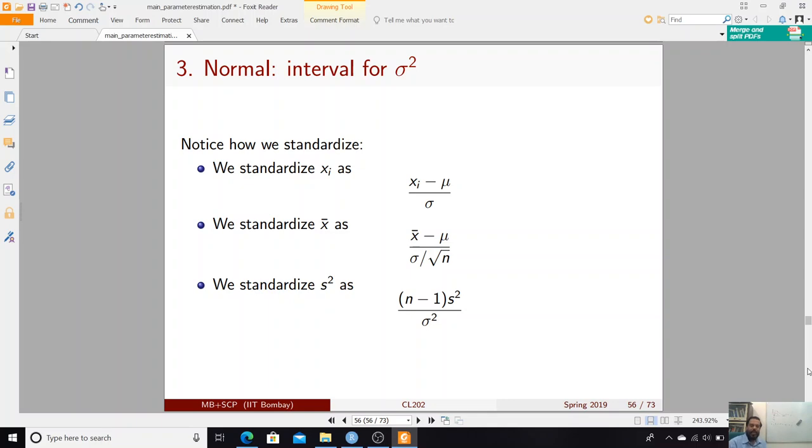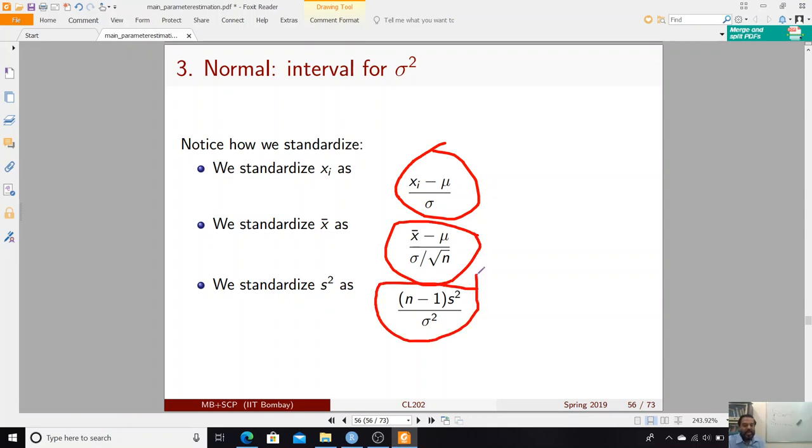Okay, so some tricks that you have to remember: when we looked at a sample, we knew that we could standardize it like this. When we looked at the sample mean, we could standardize it like this. And when we looked at a sample variance, we standardized it like this, so that you could relate it to known distributions. So if xi belongs to the normal distribution, then this is the unit normal. This also can be connected to the unit normal, and this is connected to the chi-square distribution with n minus 1 degrees of freedom.